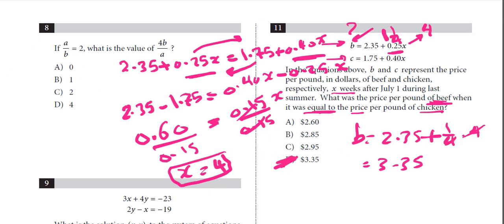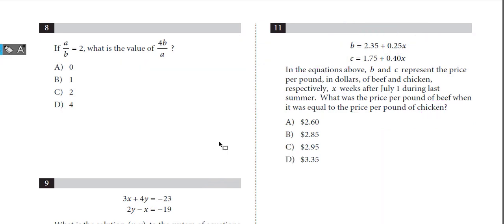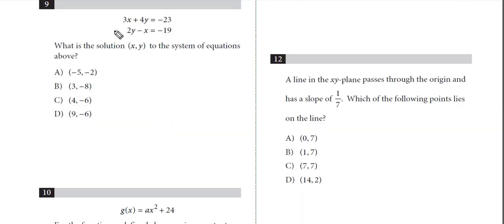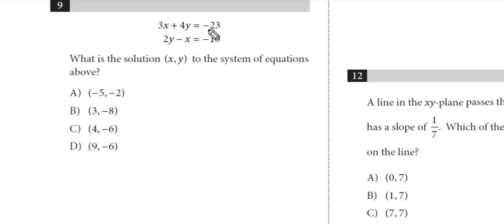Question number 9. We have a system of two linear equations, 3x plus 4y equal negative 23 and 2y minus x is equal to negative 19. What is the solution x and y to the system of equations above?